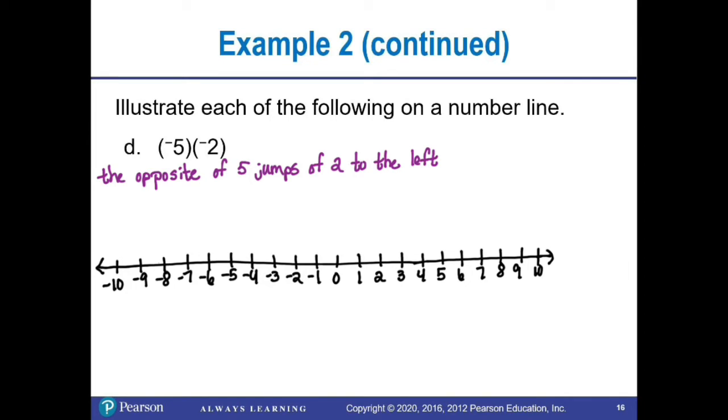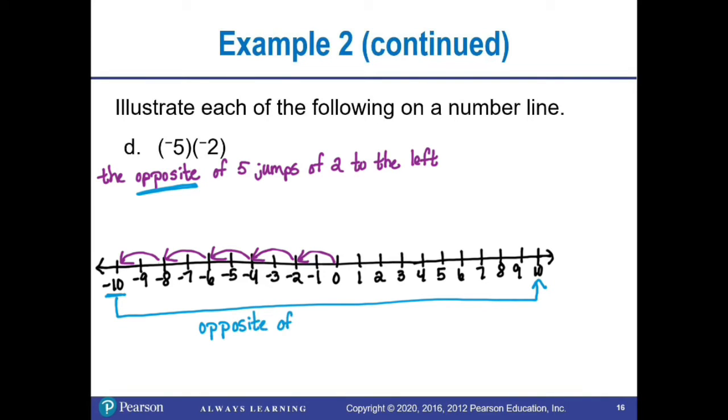I start at 0, and I'm going to take 5 jumps of 2 to the left. So here's 1 jump of 2, 2 jumps, 3, 4, 5 jumps of 2 to the left. And notice that we land at negative 10. But once again, I'm taking the opposite of this. So the opposite of negative 10 would be positive 10. And my answer here is 10.